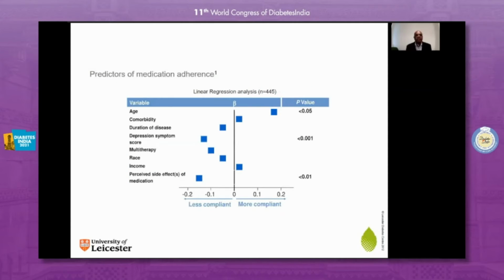So this study illustrates the predictors of non-adherence. And as you can see here, old age is a huge predictor of good adherence, whereas perceived side effects usually will be a big reason why patients will not be taking their medications.